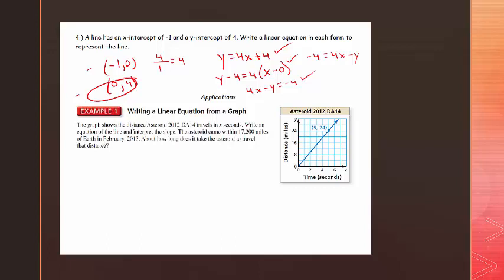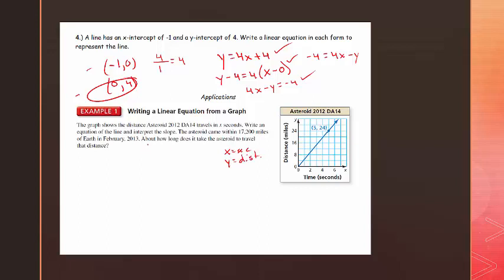So we have an example of an application problem. It says the graph shows the distance of an asteroid that travels in x seconds. Write an equation of a line, interpret the slope. The asteroid came within 17,200 miles of the Earth in February. Okay, so a lot of information here. What we need to take away is x would be your seconds, right? You can see that on the x-axis, and y is your distance.